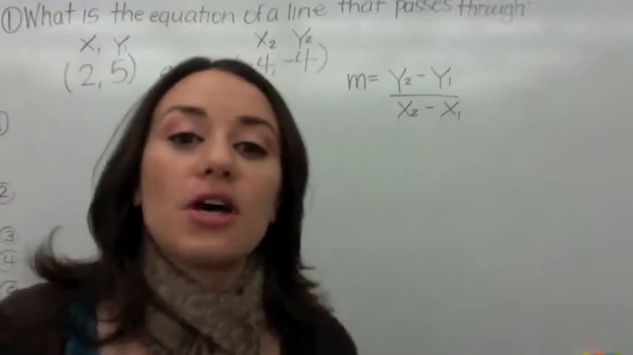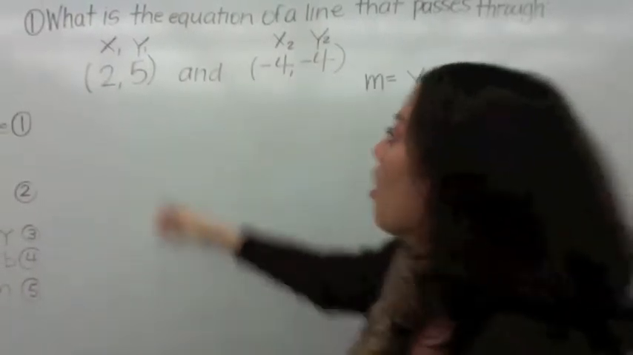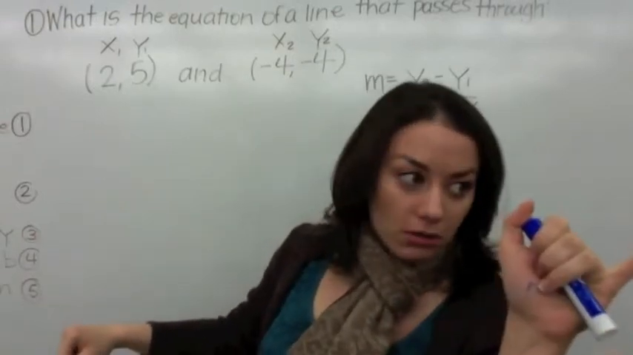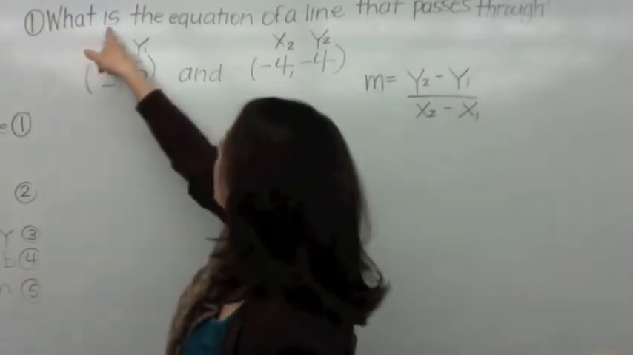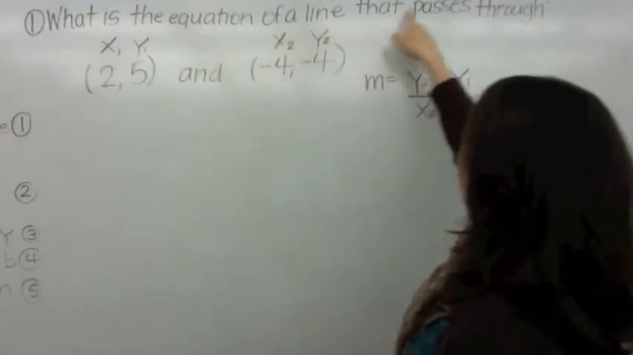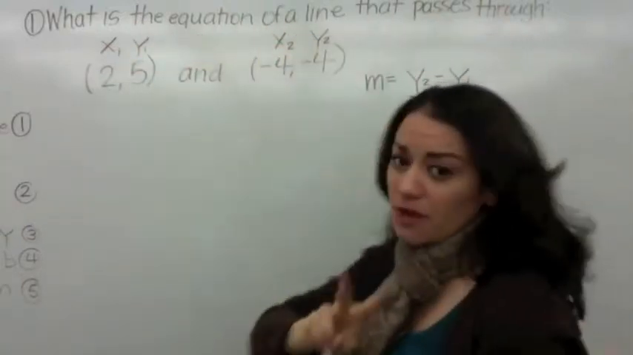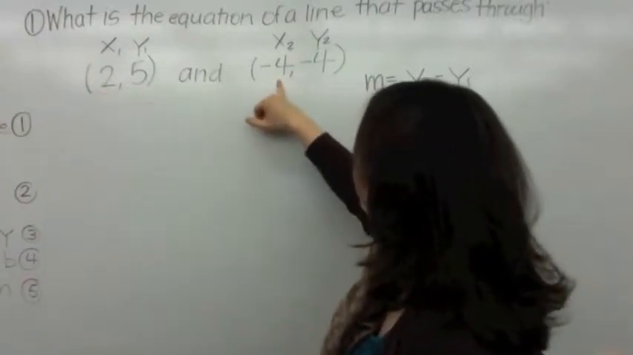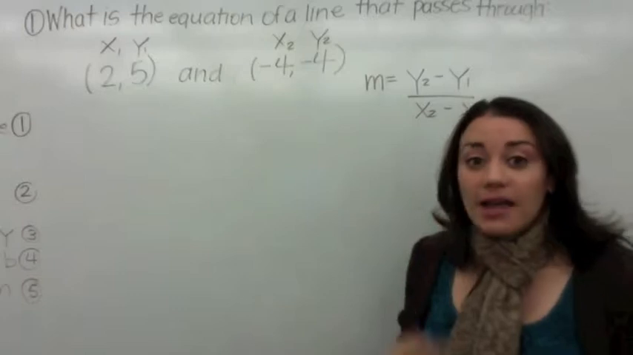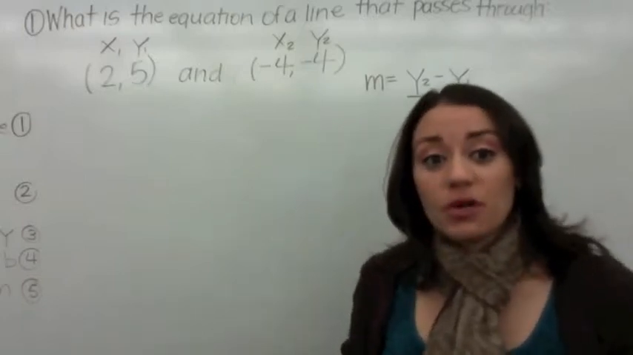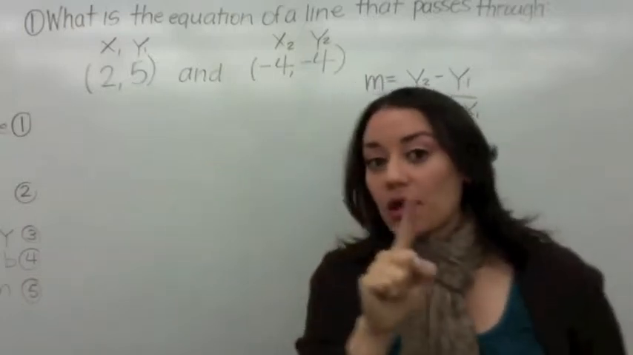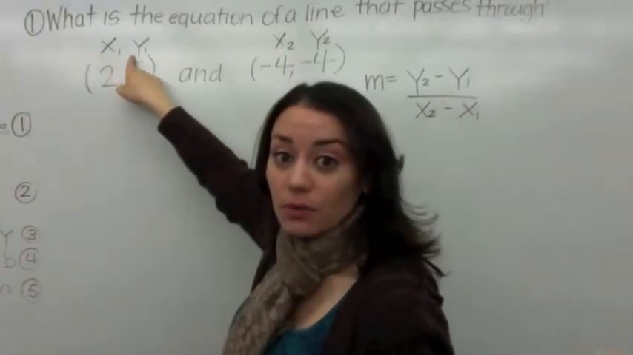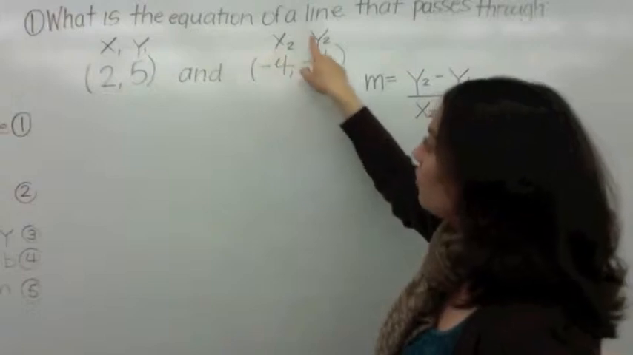Okay, so we're going to take a look at number 1. Read it with me. Let's go. Joshua. It says, what is the equation of a line that passes through, and you have 2 points: 2, 5, and -4, -4. I have labeled these points for you. This is the first point. I want you to write x1, y1, and the second point would be x2, y2.